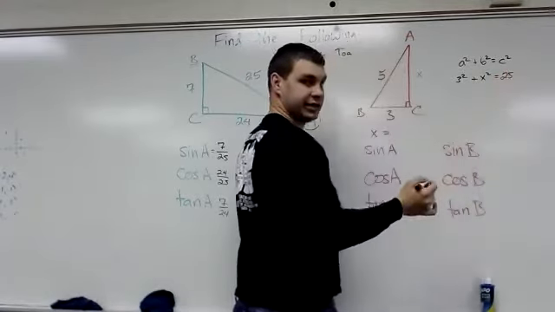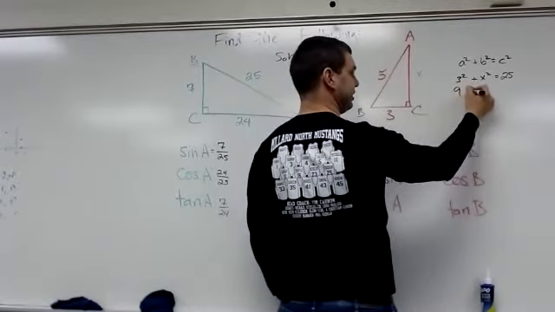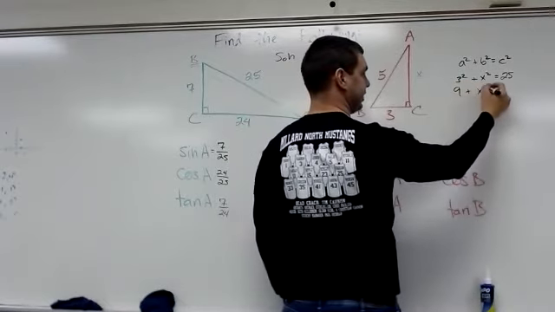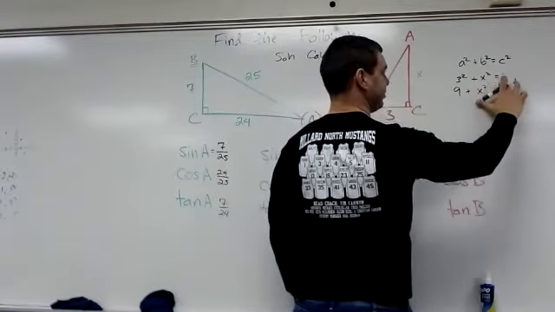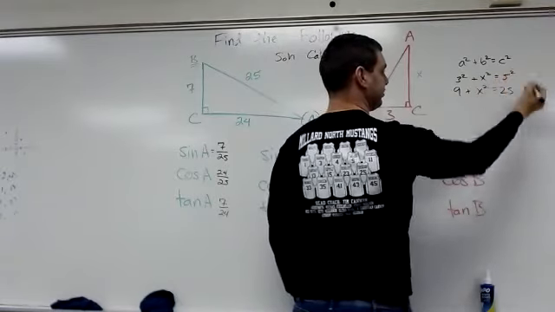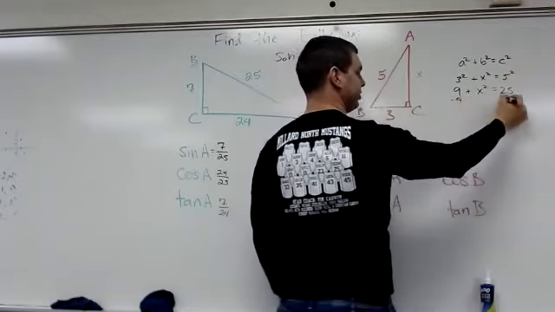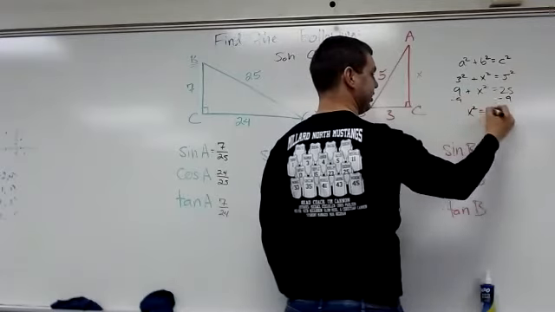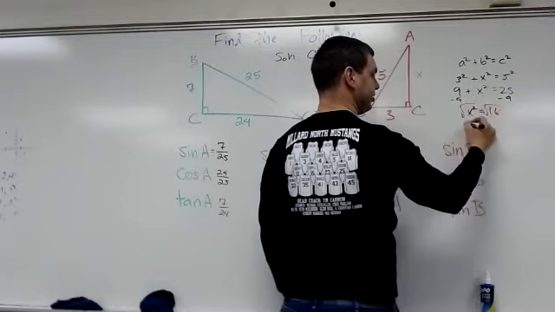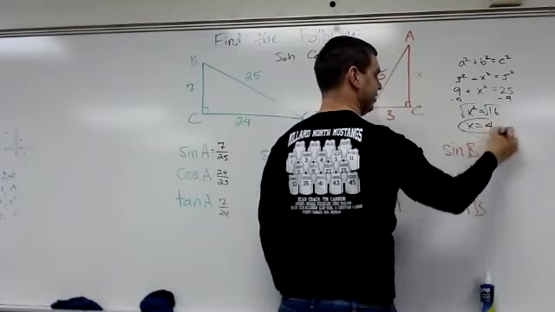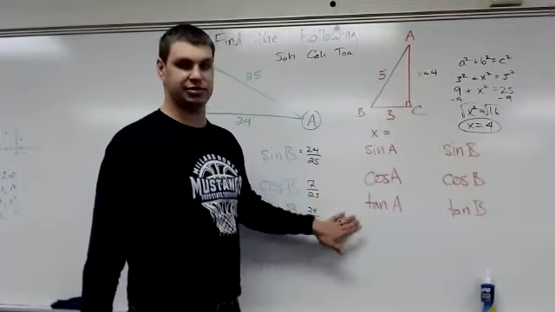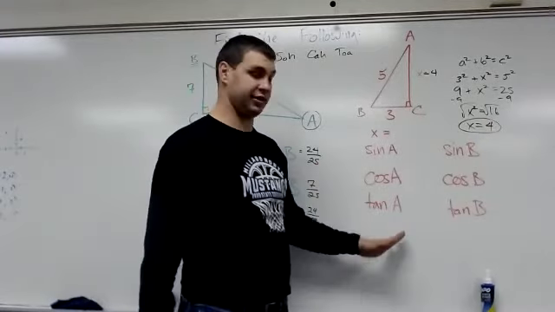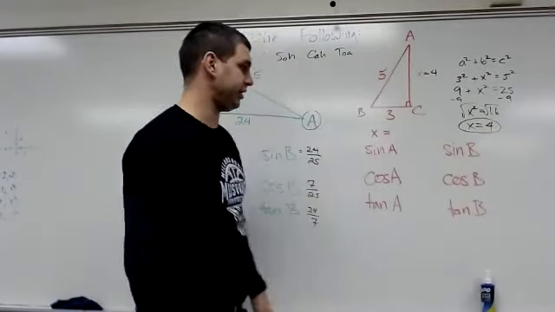All right, if I solve here, let's see, it's going to be 9 plus x squared equals 25. This should have been 5 squared first. There we go. Subtract 9 on both sides, and x squared equals 16. The square root, x is going to be 4. So I'm going to replace x with 4, and now I can go ahead and find my sine, cosine, tangent of angle A, and same thing of angle B.